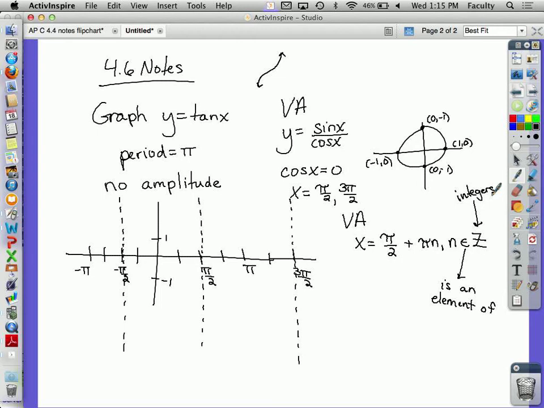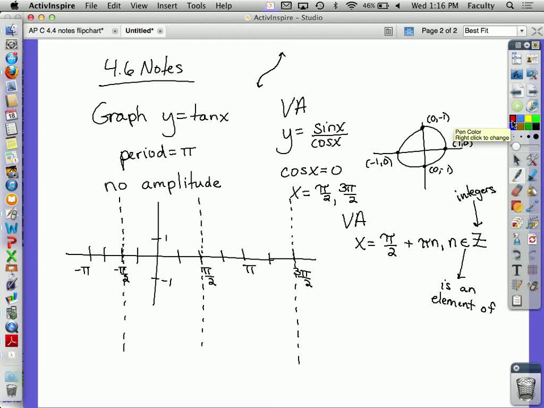So I don't expect you right away to get this. This is something that we're going to have to practice. The first positive one is at pi over 2. And the distance between vertical asymptotes is pi. So every time I add a pi, I'm going to hit the next vertical asymptote. The n means I would add 1 pi, 2 pi, 3 pi, 4 pi, 5 pi, and so on. But I also could make it negative 1, and I would be subtracting 1 pi, subtracting 2 pi, subtracting 3 pi, and so on.